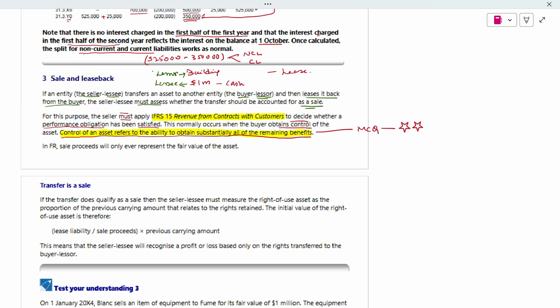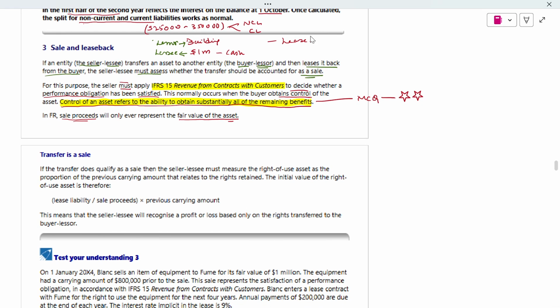In financial reporting, sale proceeds will only represent the fair value of the asset. Whatever value you are getting as on the date. These are the rules, and they never change. What happens when the transfer is not a sale? If a transfer does not qualify as a sale, then the seller must measure the right of use. If it is not a sale, then it is a lease.